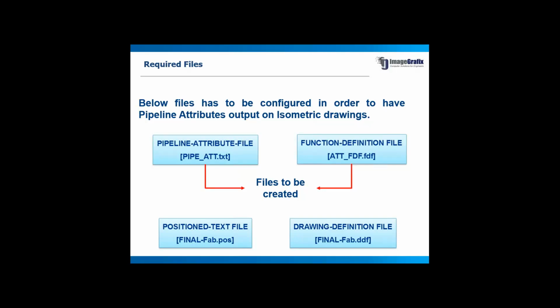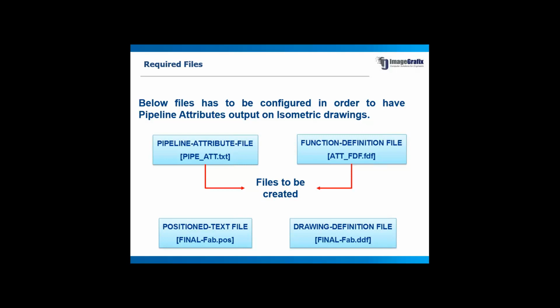Now basically if you see in this, there are 4 important files involved in this process to get the pipeline attributes as the output in our isometric drawing. The first two shown above are the pipeline attribute file, which has the file name pipe_at.att.txt, and the other file is the function definition file, whose file name is at_fdf.fileformat.ftf. These two files are very important because these two are the user-defined files.